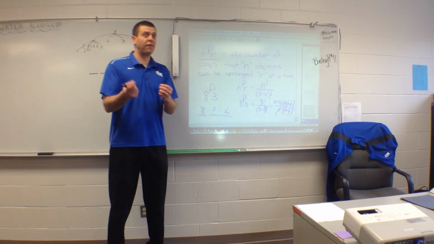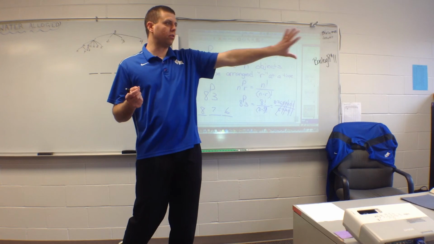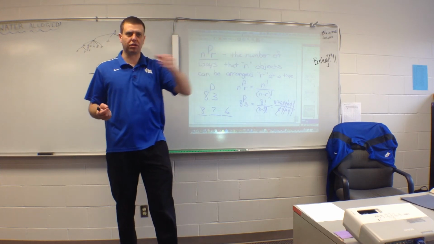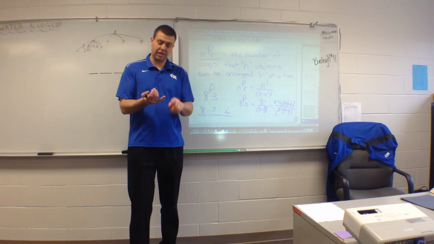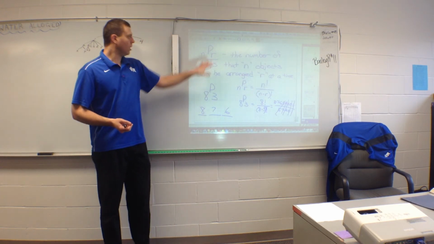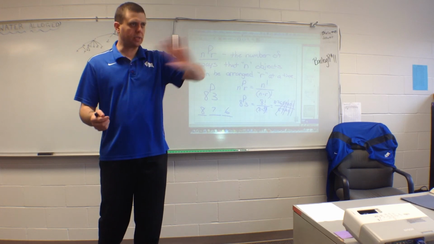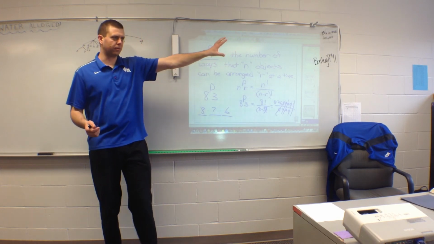Just like factorial was the shortcut to figure out how many ways you could arrange all 26 letters in the alphabet. You could do 26 factorial instead of actually taking 26 times 25 times 24 times 23 all the way down to 1. So nPr and factorial are kind of shortcuts to doing the multiplication counting principle.